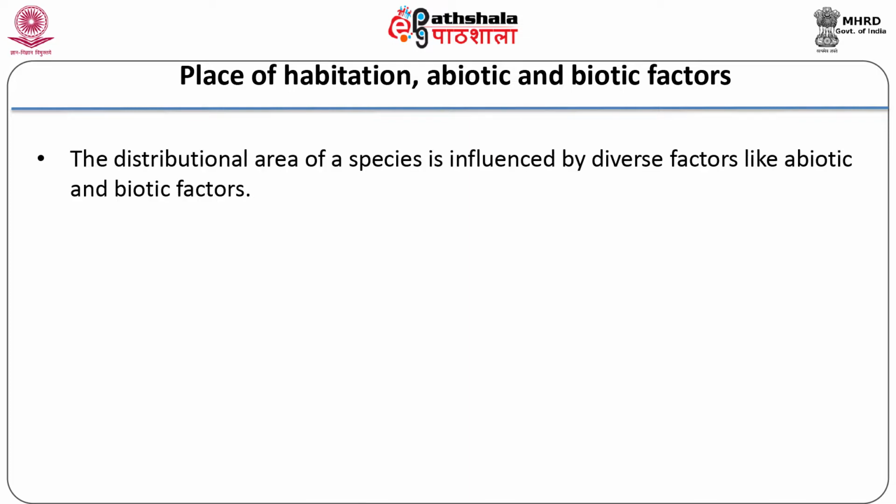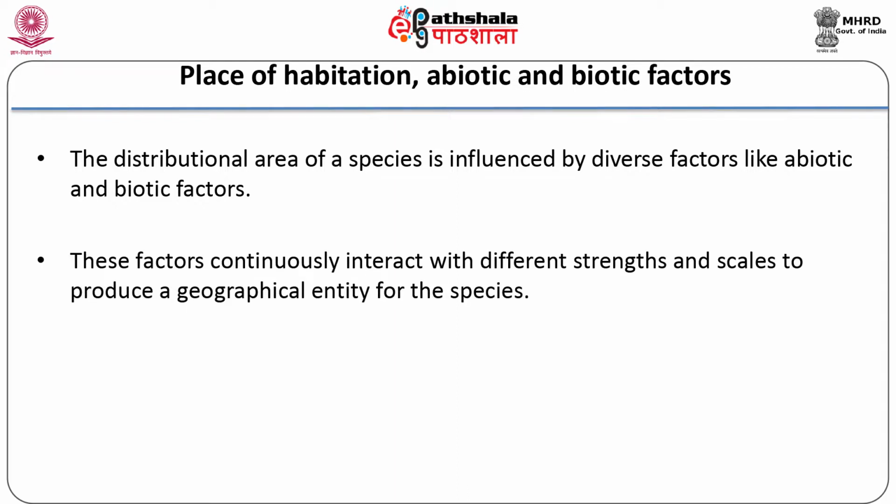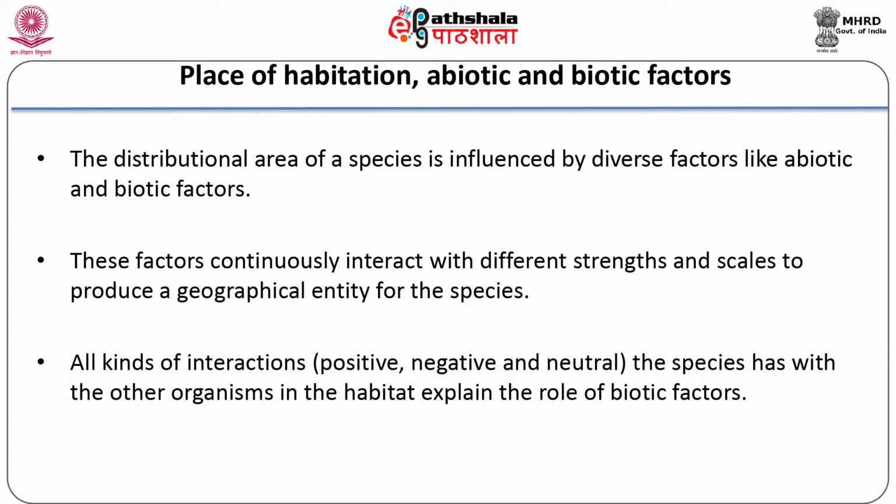The distributional area of a species cannot be easily distinguished as it is influenced by diverse factors operating at different scales. The factors are abiotic and biotic, area available for species to expand its territory, and availability of time for the species to evolve. These factors continuously interact with different strengths and scales to produce a geographical entity for the species. This entity dynamically varies. The abiotic factors include all aspects of physical environment in which the species is living and their influence on the metabolic activities of the species. All kinds of interactions, that is positive, negative and neutral, the species has with the other organisms in the habitat explain the role of biotic factors.